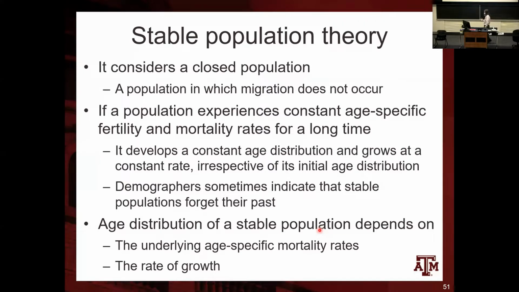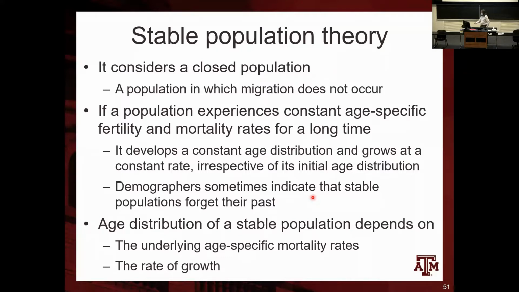The stable population theory considers a closed population, a population in which migration does not happen, so we are not taking into account the effect of migration. If a population experiences constant age-specific fertility and mortality rates for a long time, it develops a constant age distribution and grows at a constant rate, irrespective of its initial distribution. Same thing as the previous slide. Demographers sometimes indicate that stable populations forget their past.